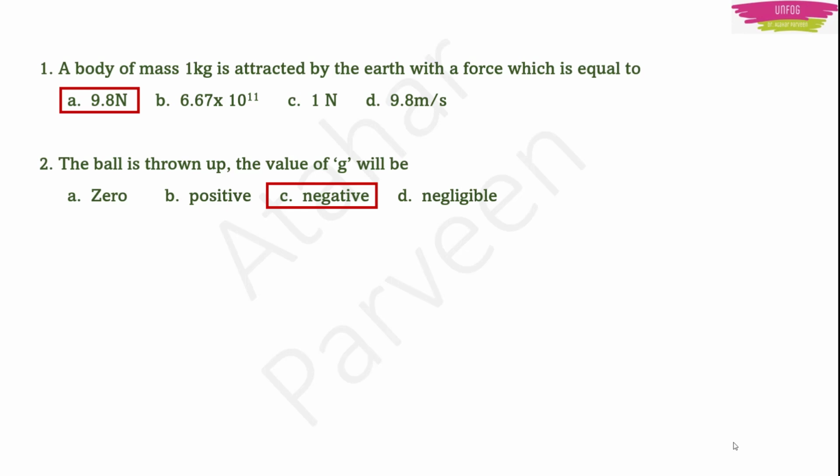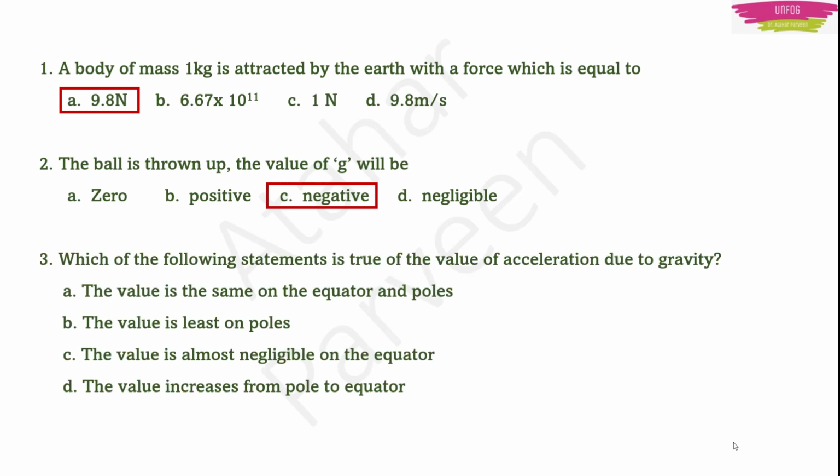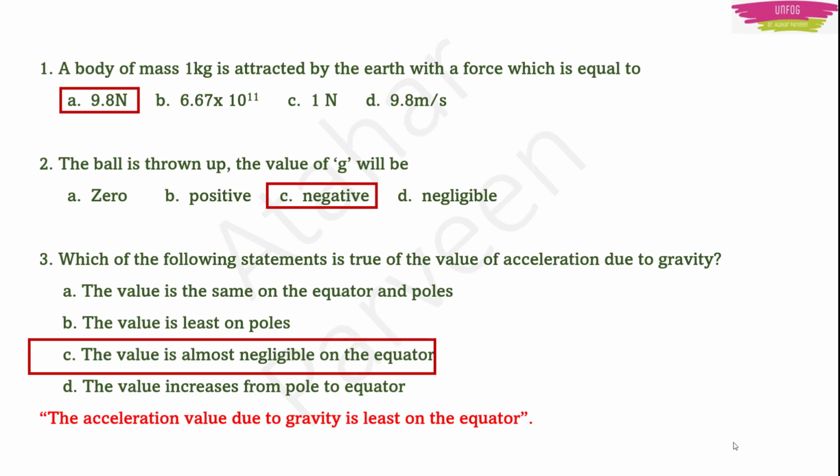Okay. Next question. Which of the following statements is true of the value of acceleration due to gravity? They have given 4 statements. One statement is true about the value of acceleration due to gravity itself. What are the options? The value is same on the equator and poles. Value is least on poles. Value is almost negligible on equator. Value increases from pole to equator. Now we know that the acceleration due to gravity will be the smallest on the equator. So option C, the value is almost negligible on the equator, will be the right answer.